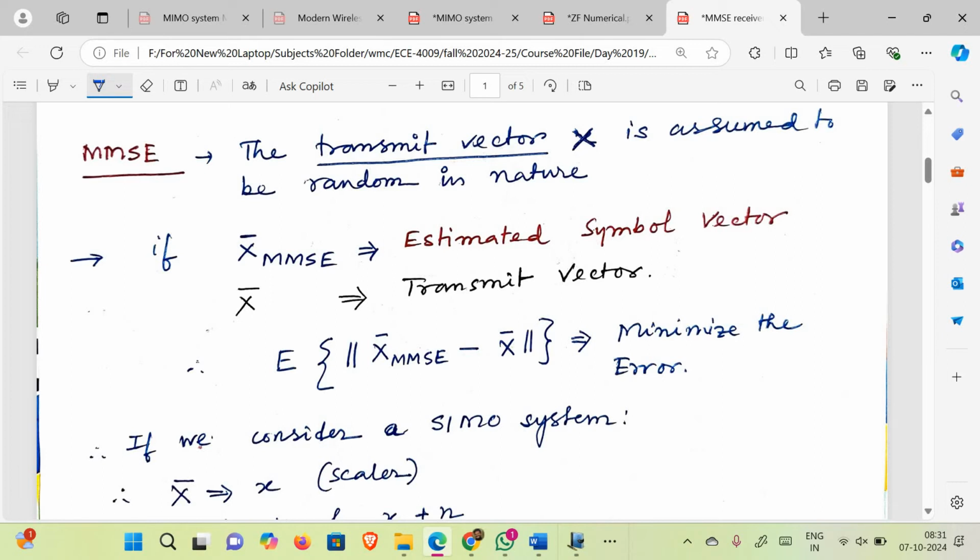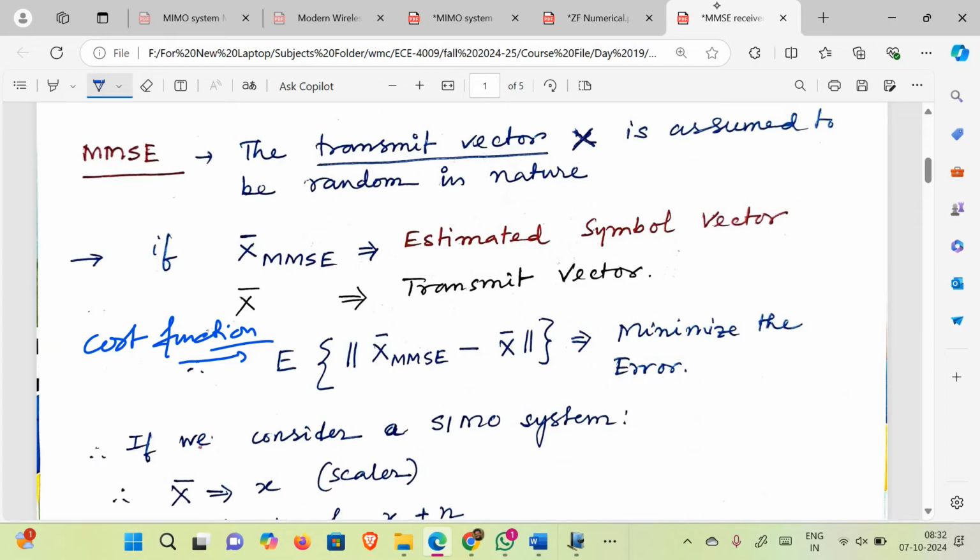Minimize the error. So you can see XMMSE is the estimated symbol minus the transmit vector, which is x. Last time, for zero forcing, it was y minus h of x. Here both are x. So one is what we have received at the outcome minus what was transmitted at the transmitter. That difference should be minimized. That is basically your cost function. Just like in case of zero forcing, here also there is a cost function.